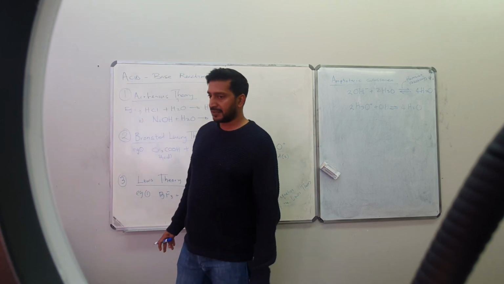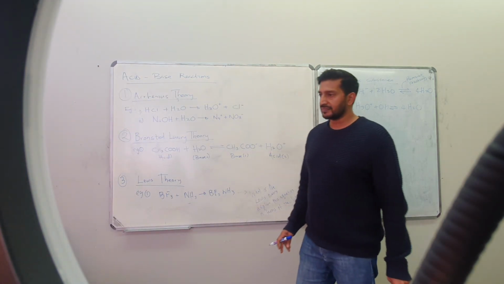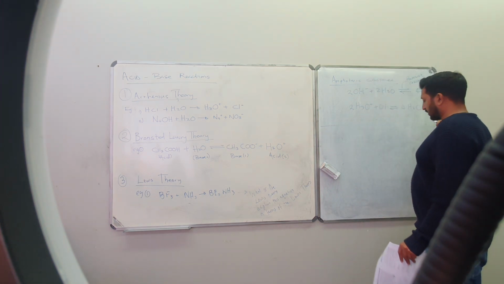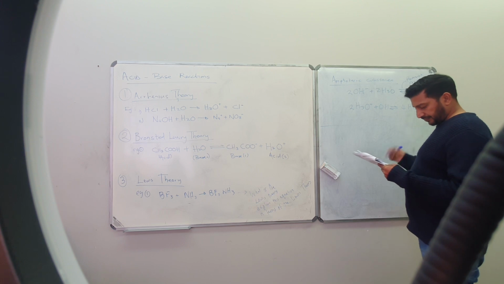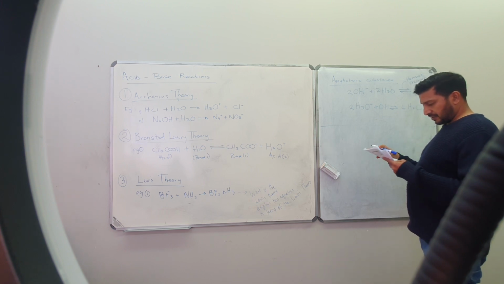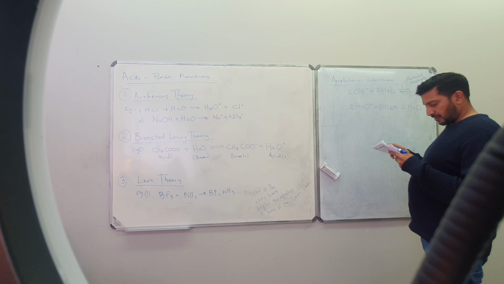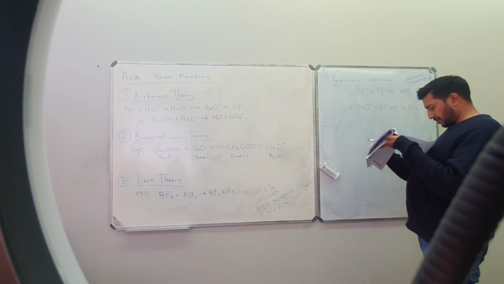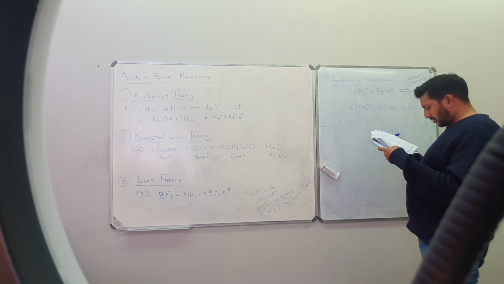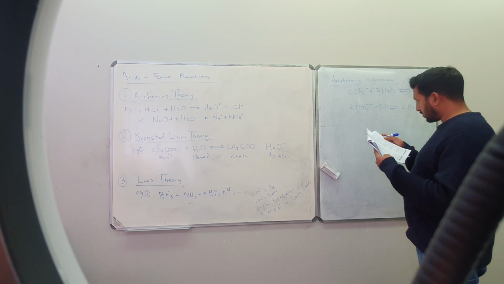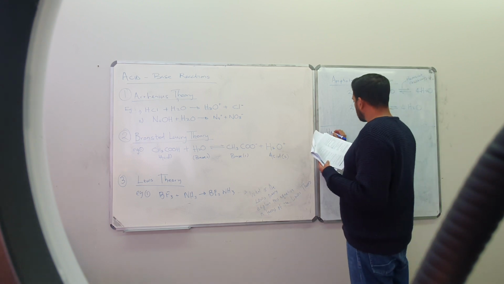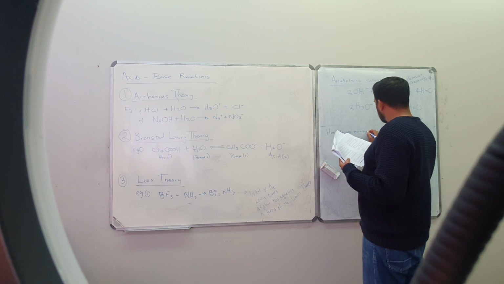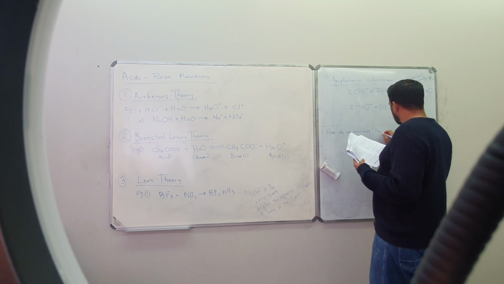Chloric acid is more acidic than chlorous acid, and that is more acidic than hypochlorous acid. Now, HCl is not an oxy acid, so it doesn't fit this trend. In fact, HCl is more acidic than HClO. So keep that in mind. The trend only works for those that actually have oxygen. If it doesn't have oxygen, it's not going to fit the trend. So more oxygen is a stronger acid.